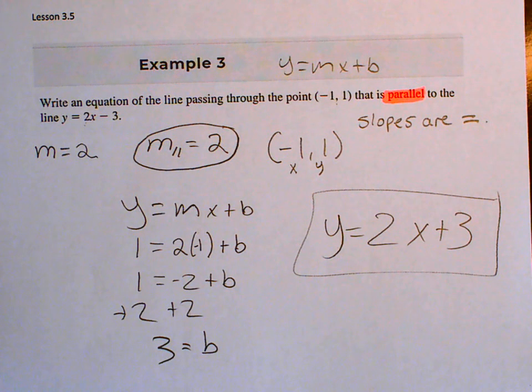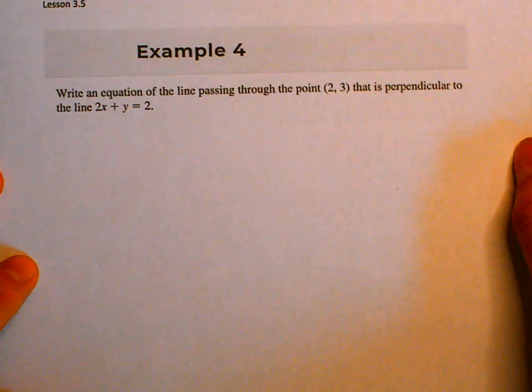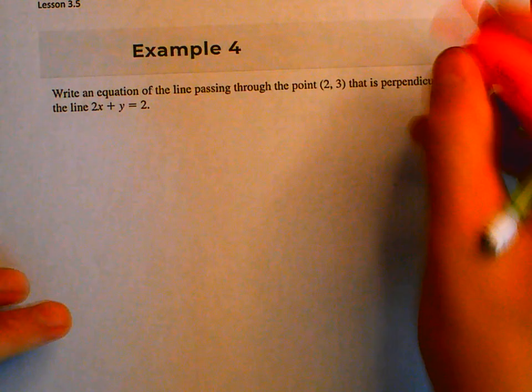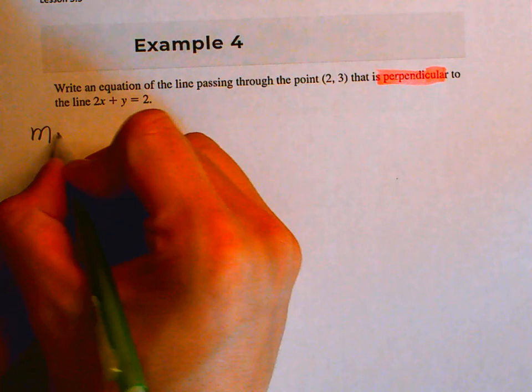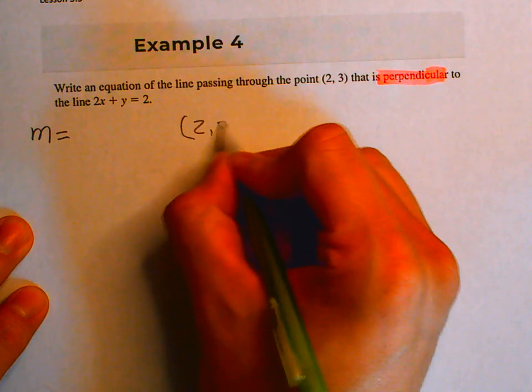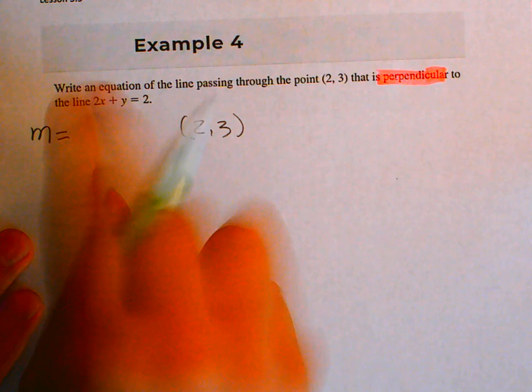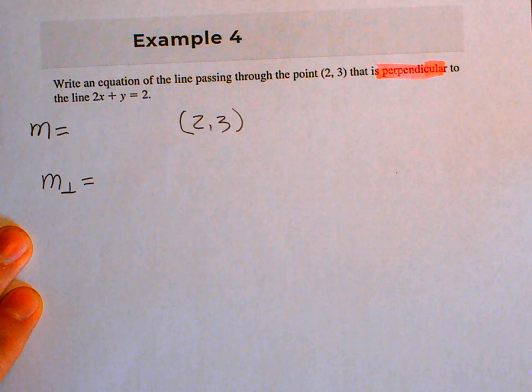Now, on the last one, example 4, the process is the same, but your slopes are not. Okay, so it says, write an equation of a line passing through that point that is perpendicular. Okay, perpendicular, not the same. To the line 2x plus y equals 2. So I need two pieces of information. The slope of the original line and the coordinate. The coordinate is given to me. Okay, now, when I get this, then I can figure out what this is going to be. Look at that.